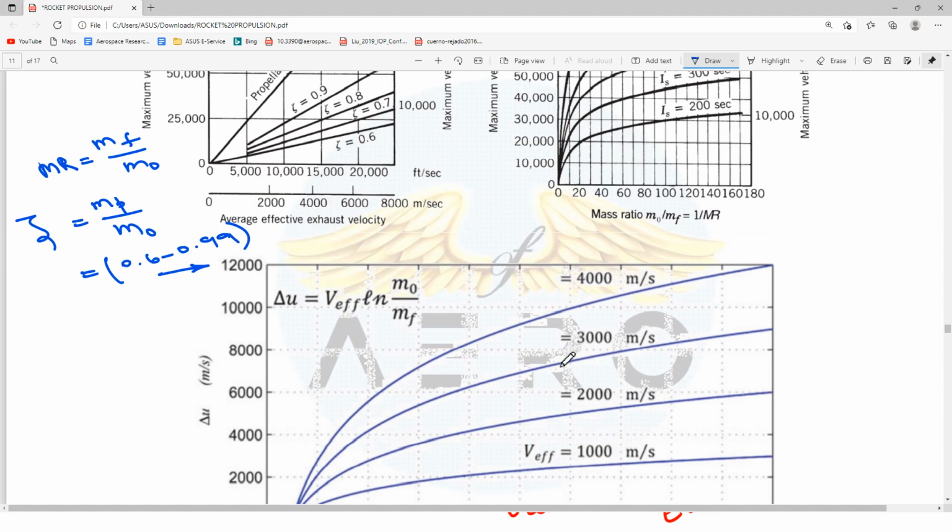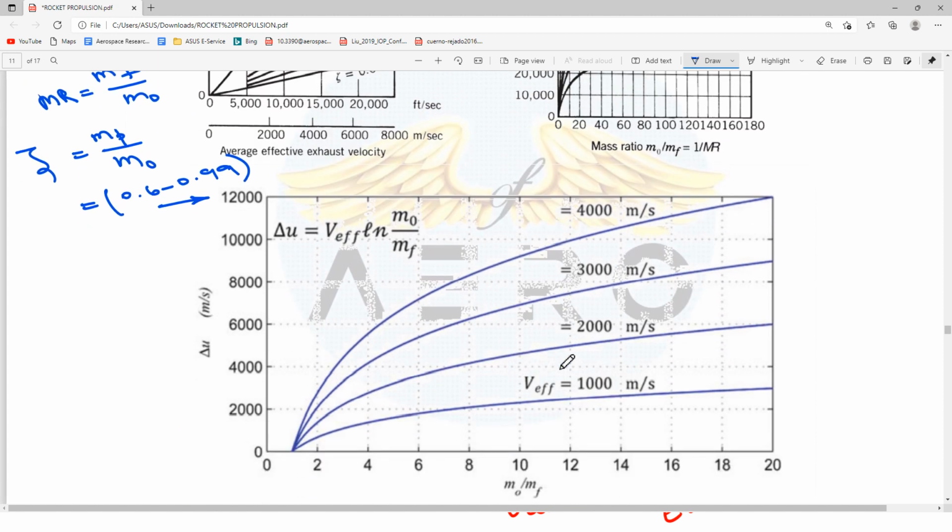And the same goes for the increment in velocity, that is del u. Okay, we denote it as del u. How it also plays a vital role. So this is again the same thing: if the effective exhaust velocity increases, we can attain a better increment of velocity. This is what we call the burnout velocity. Now in the upcoming days we will solve some problems based on this particular equation.